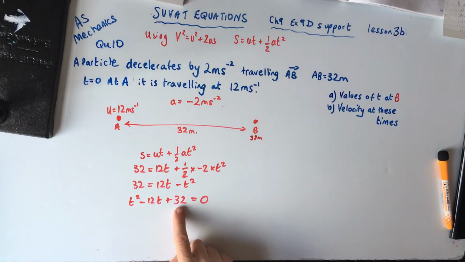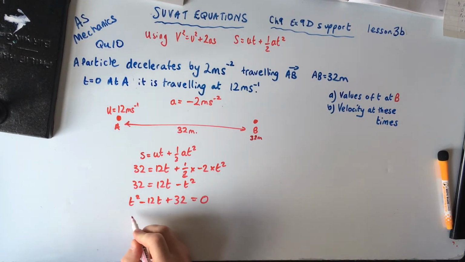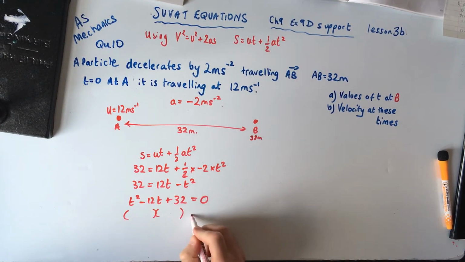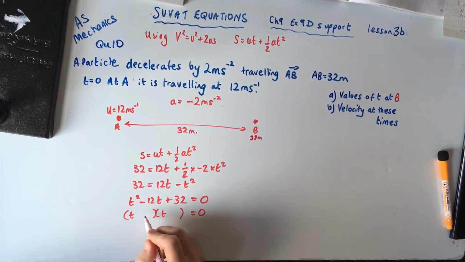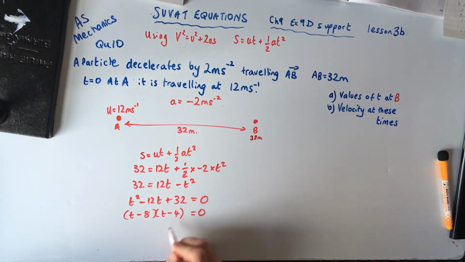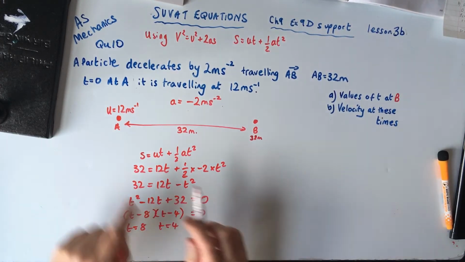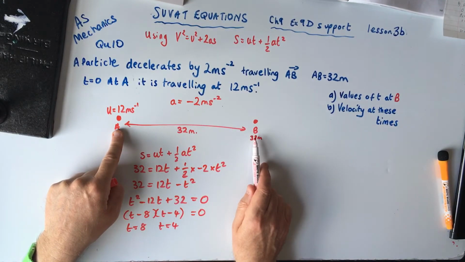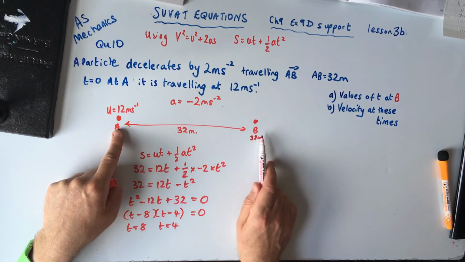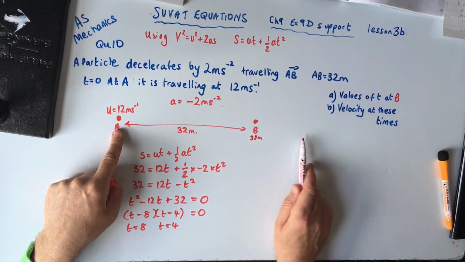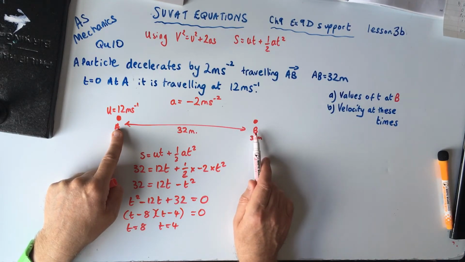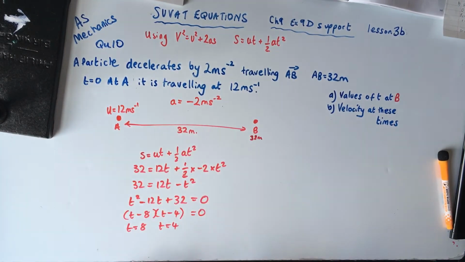Are there factors of 32? Yeah, there is, and you can see it's a nice one, it factorizes, so t and t, and we've got 8 and 4 there, so -8 and -4 would be plus 32, and -12, so t is equal to 8 seconds and t is equal to 4 seconds. So after 4 seconds it's reached B, and then after 6 seconds it stops, and then at 8 seconds it's past B again and it's on its way back this way.